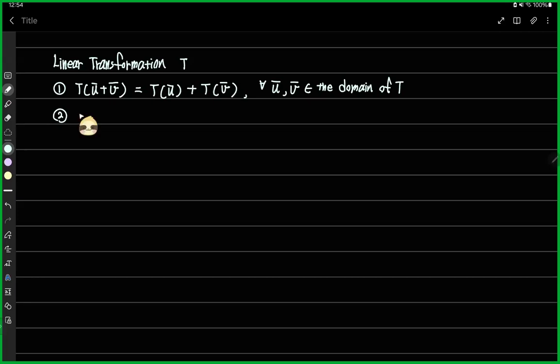The second condition is that T of C times vector U, where C is a scalar, is equal to C times T of U, for all U in the domain, and C is a real number.